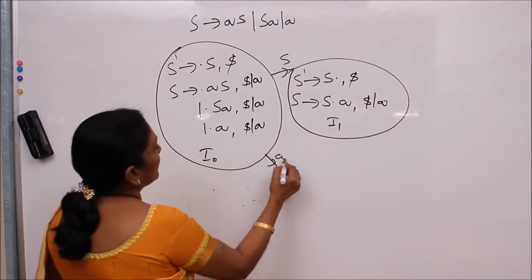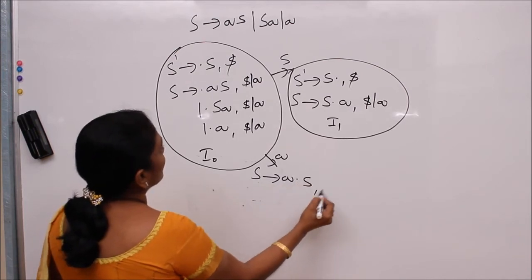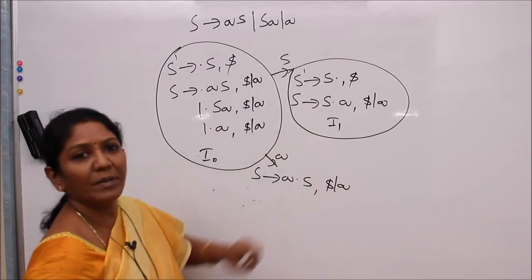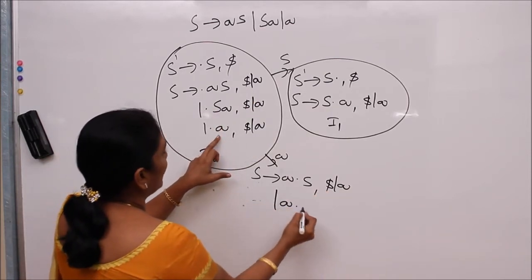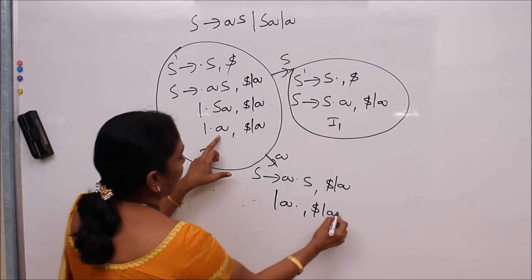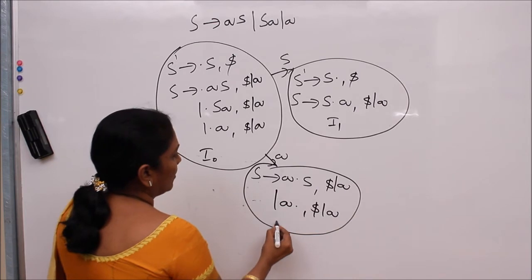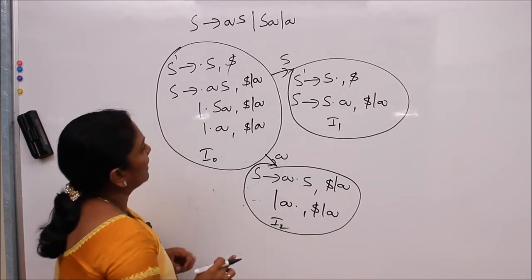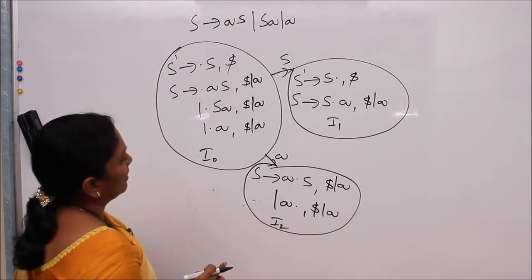Now I0 on A is what? S to A dot S with look aheads dollar and A. While finding the transition, copy the look ahead as it is. Here there is a match and here also there is a match. A dot. Look at this. State I2 has a conflict now. Why? Final item together with non-final item.